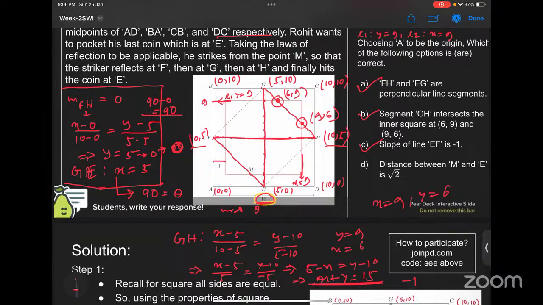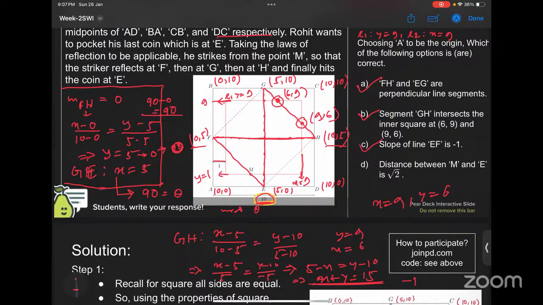Next, you have to calculate the distance between M and E. That means this point and this point. We know the coordinates of E, so we can calculate the coordinates of M. What is the coordinate of M? Similarly, we have to calculate the equation of this line, 4, 1. The equation of this line will be y equals 1.